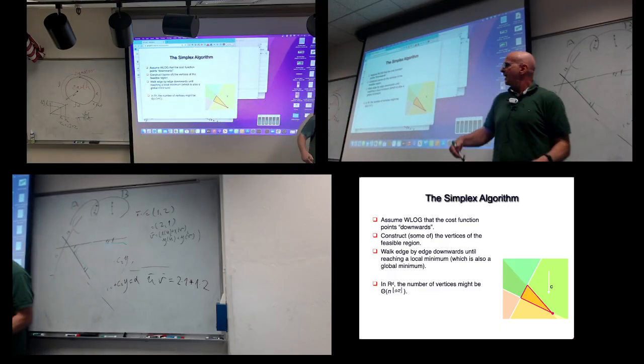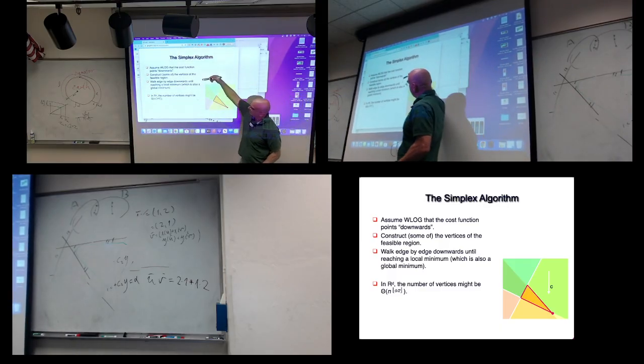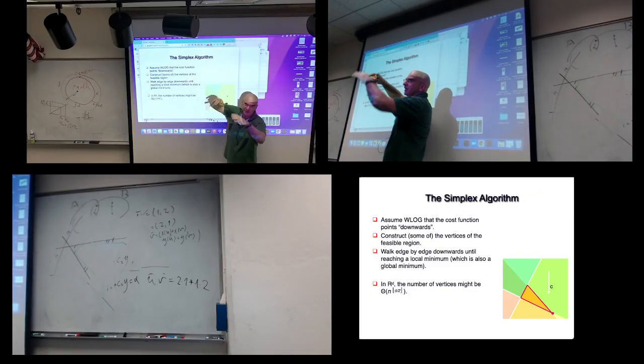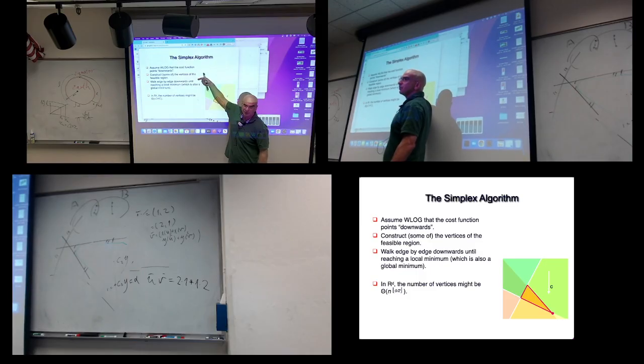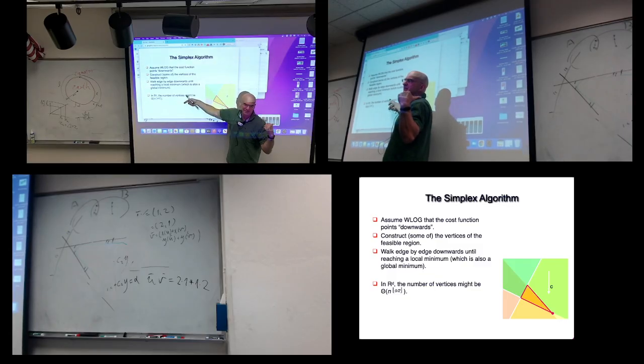And it works kind of like a greedy approach. You start from one vertex. If it's not the optimum, then you can follow one of the faces until you get another vertex, and so on. Now, in 2 dimensions, you can afford to construct the feasible region directly. You can even do it in 3 dimensions, though it's less convenient. In higher dimensions, it's hopeless.